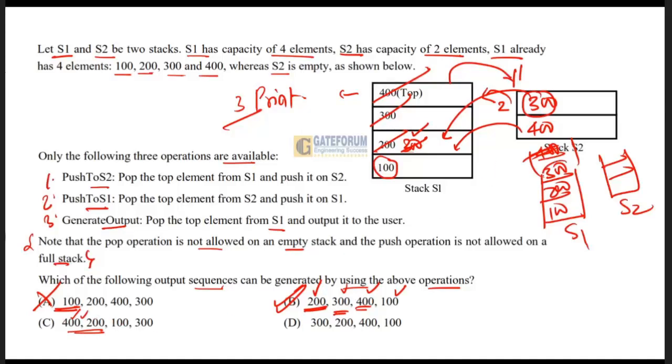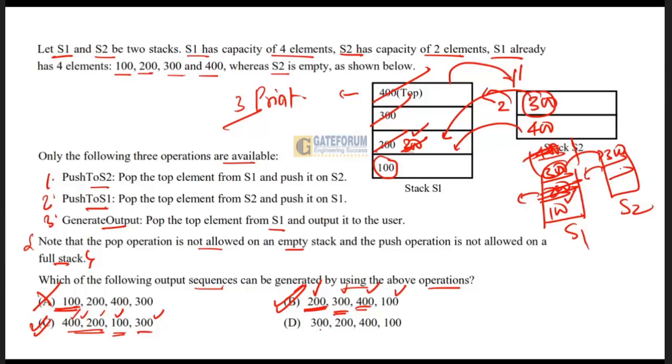What I will do, this 300 I will push here, and directly I will pop this 200 from top. Thereafter 100, yes, because right now the array is only having 100. It will be printed, and then 300, yes, I will use operation 2. It will be pushed to S1 and top element will be written. So option C is also correct answer.